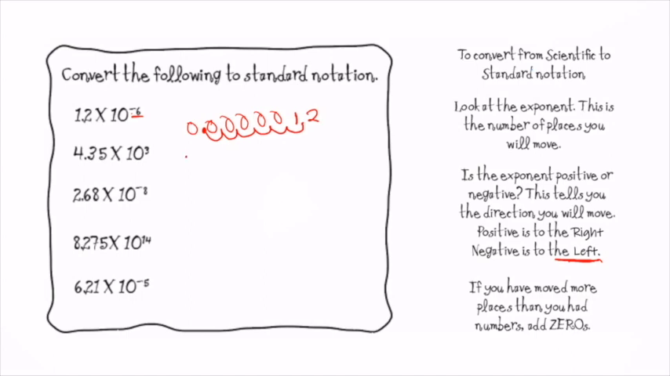We'll do the same thing for the next one. 4.35, we're going to move 3 places. This time we're going to the right because it's positive. So 4,350. Okay, we're moving 8 places to the left. 1, 2, 3, 4, 5, 6, 7, 8. And then we add in zeros.